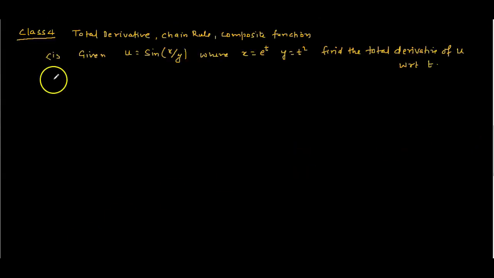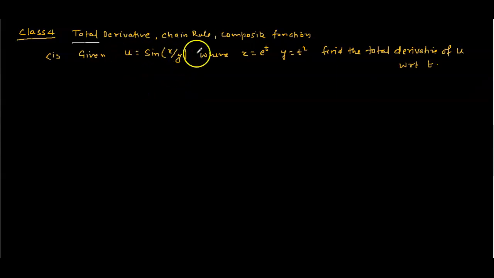Welcome to the class 4, and in this lecture we will discuss the total derivative, chain rules and composite functions. So the first question is given here: u is equal to sin of x by y, where x is equal to e to the power of t and y is equal to t square, and we need to find the total derivative of u with respect to t.